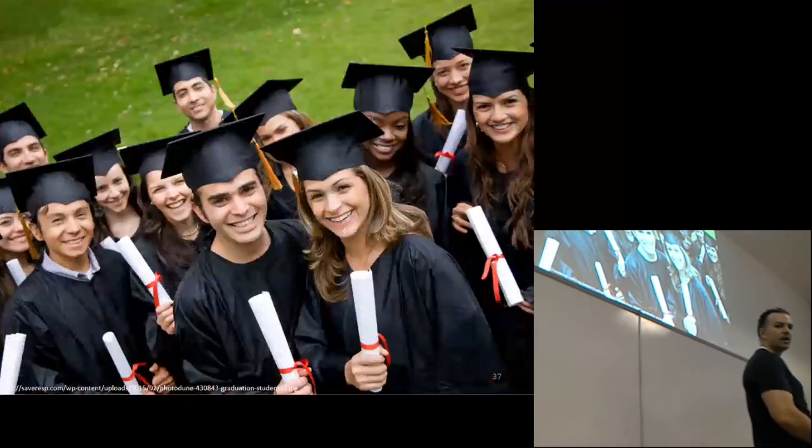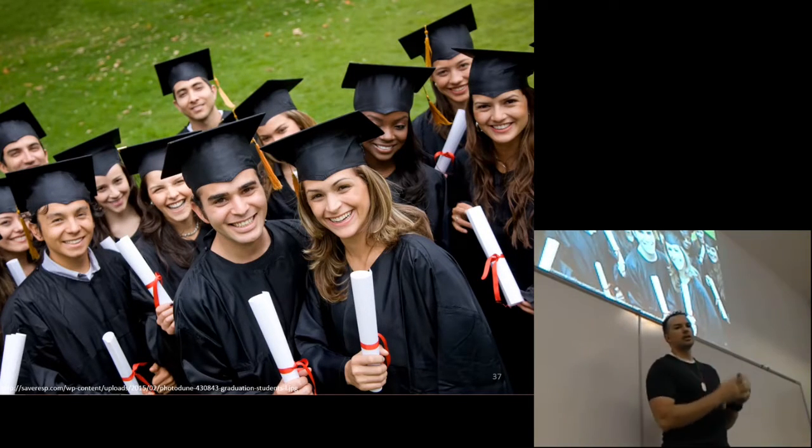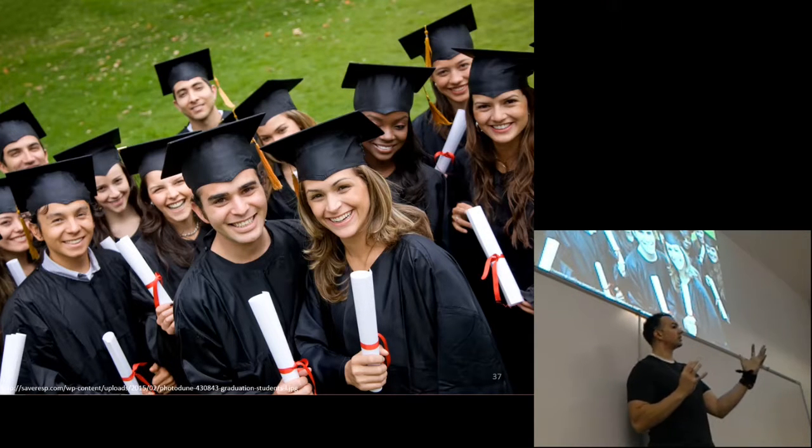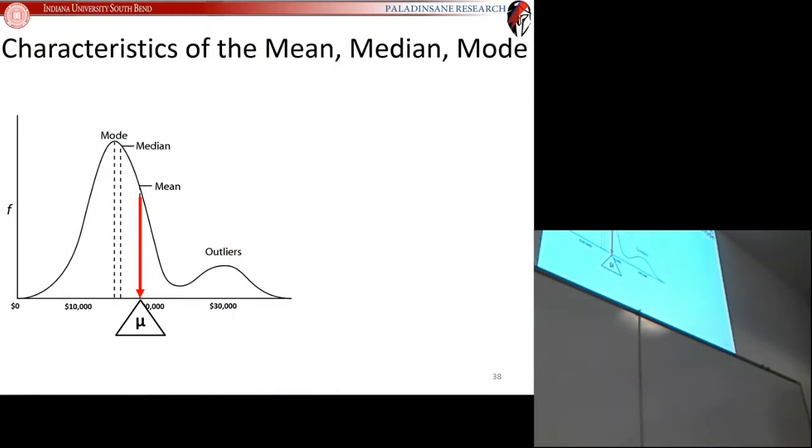Here they are right there. So what does that do to our frequency distribution? What does that do to our measures of central tendency? How do these highly funded students change the number that we would report? So let's take a look at it first without the highly funded students.